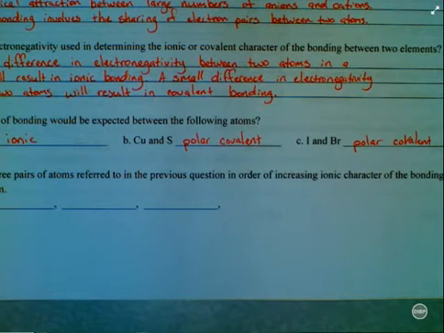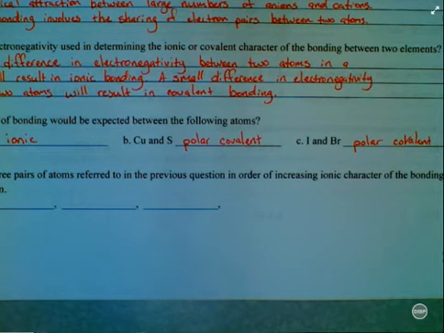Polar covalent. Now, when we look at C, we have yet another problem. When we calculate our electronegativity differences for iodine and bromine, we see that it's 0.3. 0.3 is the difference. The notes say anything between 0 and 0.3 is nonpolar covalent. Anything between 0.3 and 1.7 is polar covalent. But what about that 0.3? Does that make it nonpolar covalent or polar covalent?